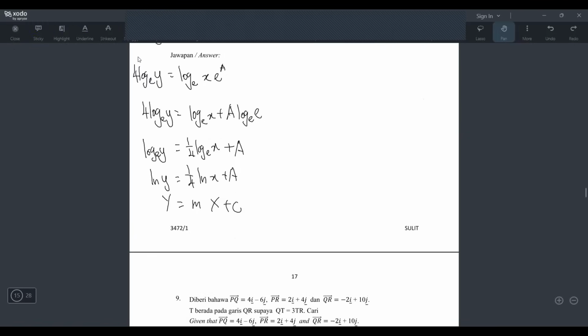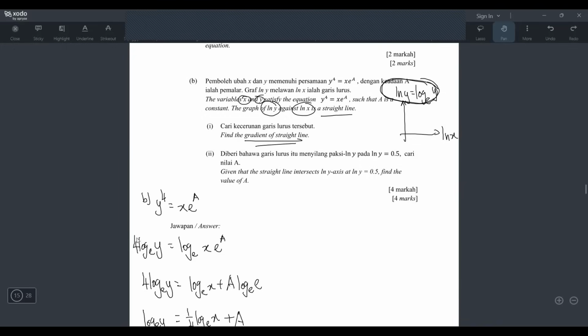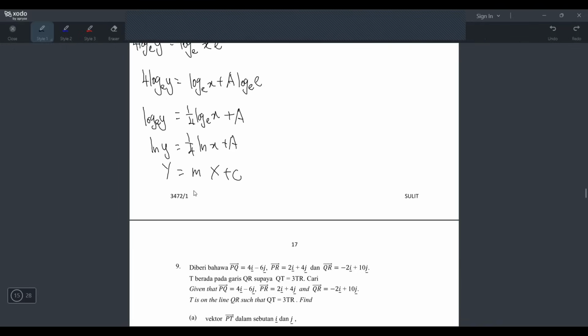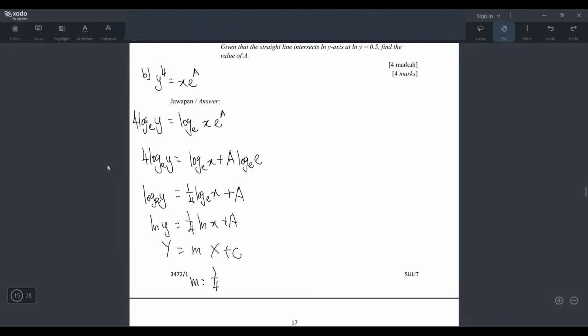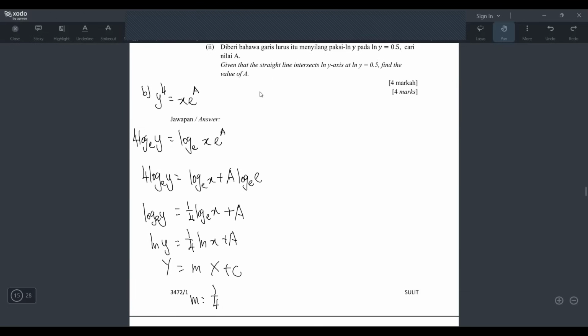And question number 1 asks you to find the gradient, right? So the gradient is 1 over 4. So m is 1 over 4. That's the answer. And what about the second question? The second question says, given that the straight line intersects the ln y-axis at ln y equals 0.5, that means the y-intercept. The y-intercept is 0.5.